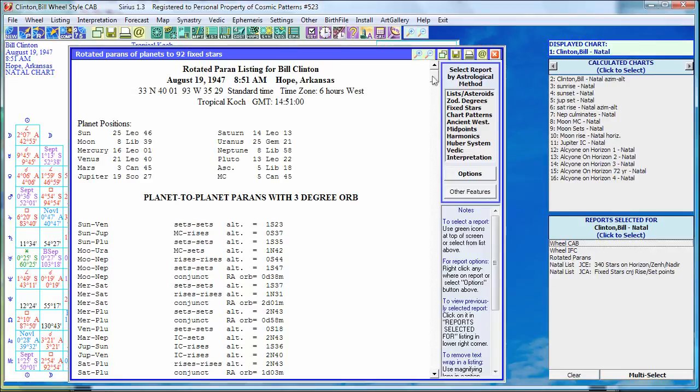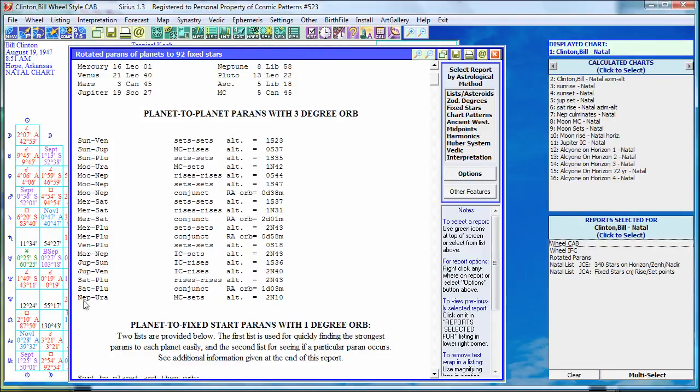And it produces first the planets. And here's what I was referring to. It shows me that when Neptune is rotated to be on the midheaven, and Uranus is rotated to set, when I put the Neptune right on the midheaven, the rotated Uranus is 2 degrees 10 minutes north or above the horizon. So these are rotated parans using a 3-degree orb of planet to planet.